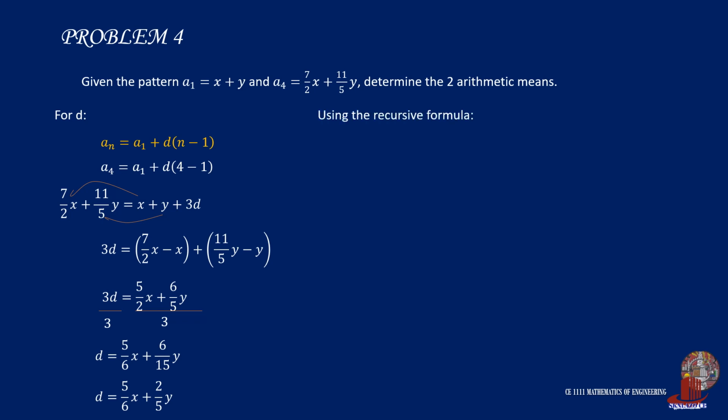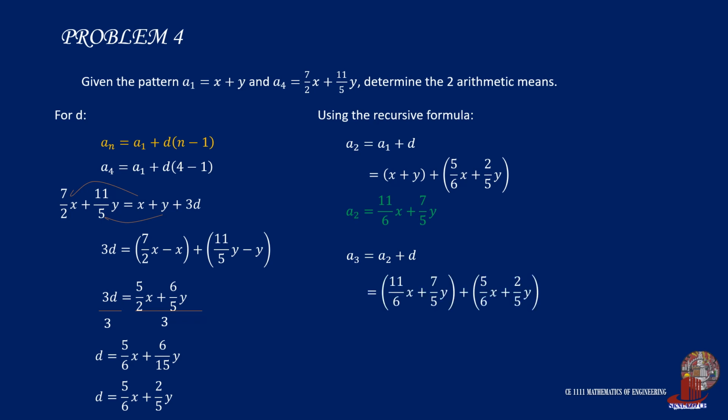Learning the value of the common difference, use the recursive formula to look for a2, which is just a sub 1 plus d. That would be x plus y plus 5/6 of x and 2/5 of y. Simplify the terms to get 11/6 of x plus 7/5 of y. A sub 3 is also solved as a sub 2 plus d, or 11/6 of x plus 7/5 of y plus 5/6 of x with 2/5 of y, to get 16/6 of x plus 9/5 of y, which can then be reduced as 8/3 of x plus 9/5 of y.